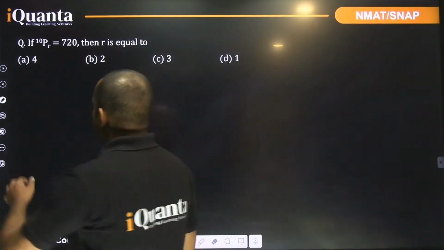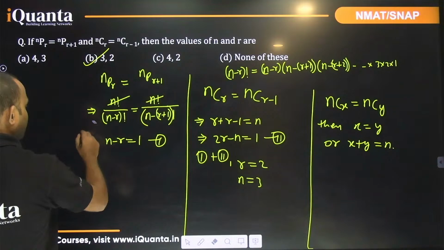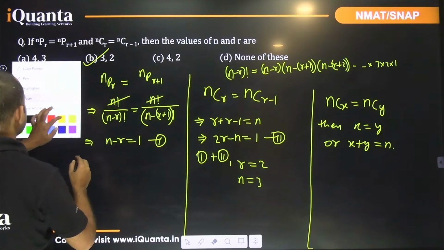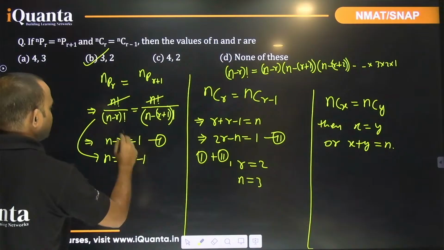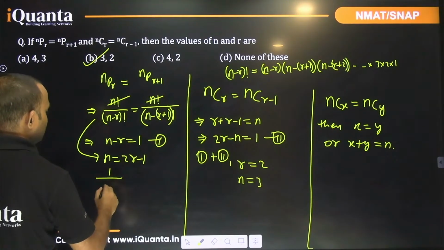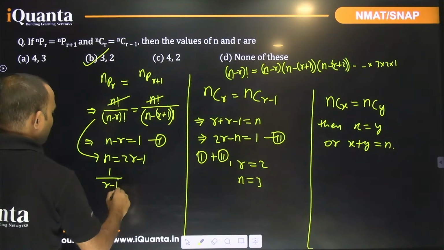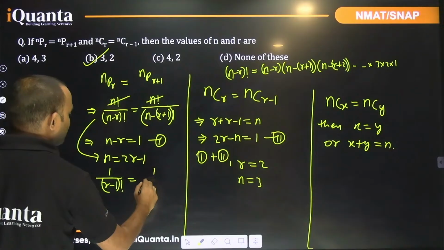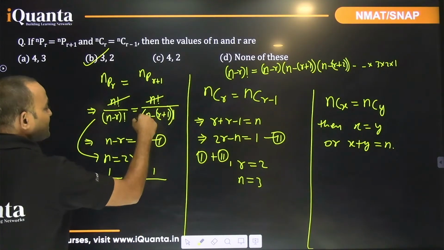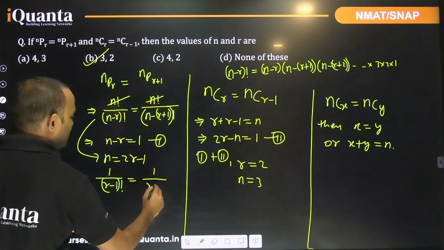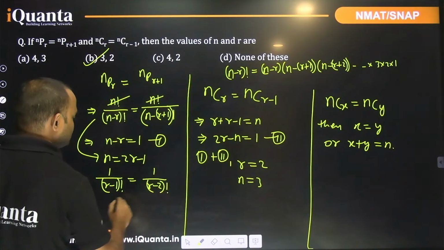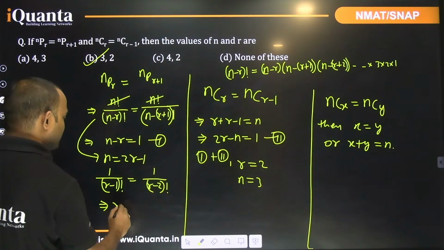Yes, I got the mistake here that we were getting. If you put n is equal to 2r minus 1, then this will become 1 upon r minus 1 factorial, and this will become r minus 2, right? 2r minus 1 minus r minus 1, so r minus 2 factorial. So from there we get r minus 2.